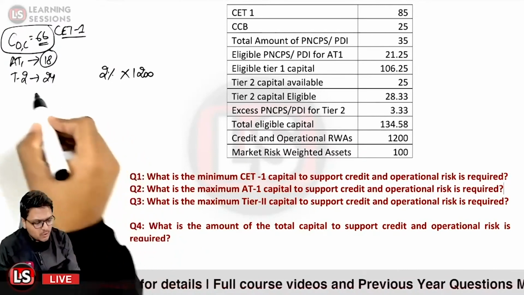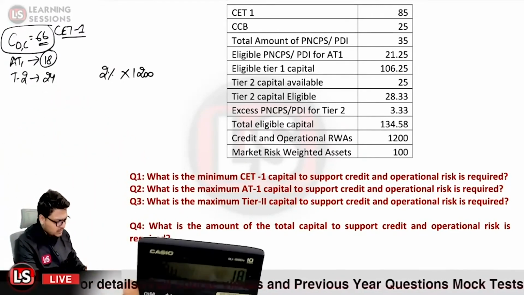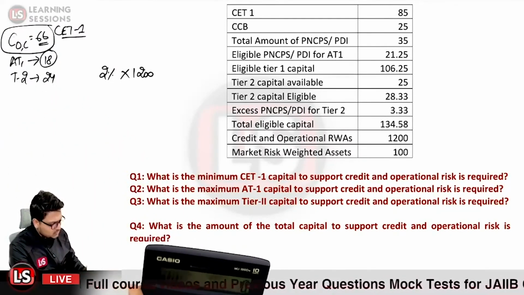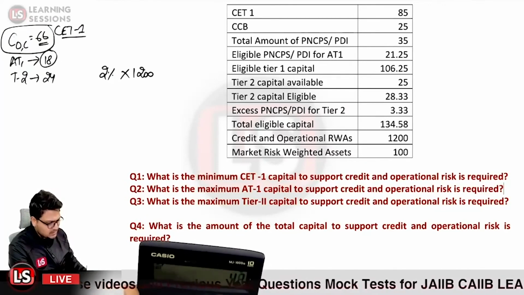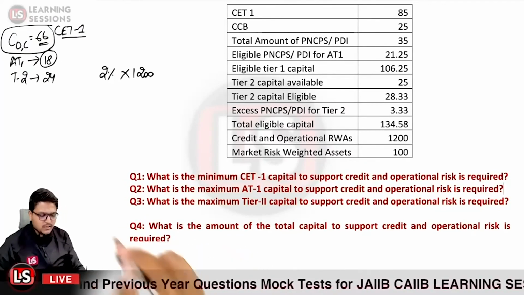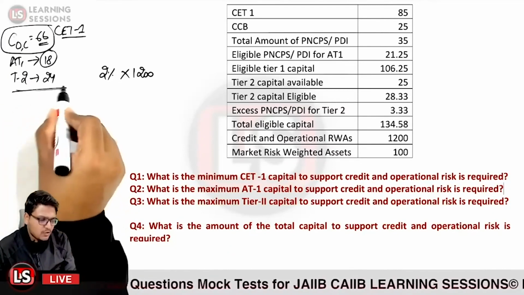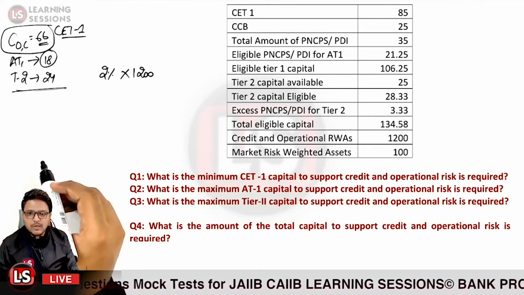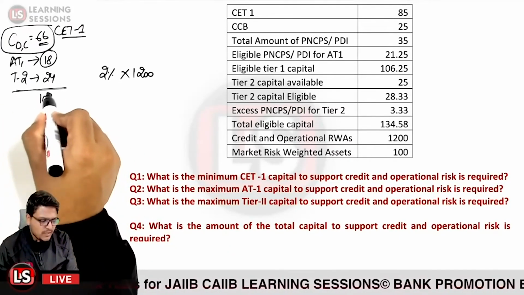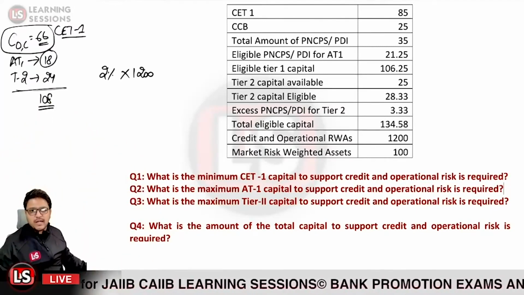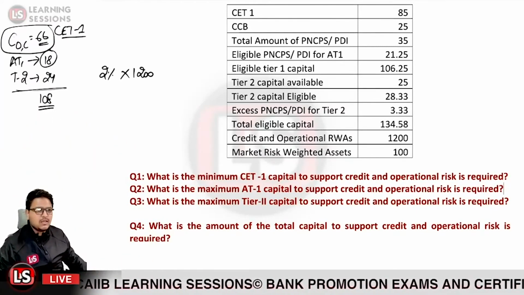So we will be just taking a total for these, and that will be basically 24 plus 18 plus 66, and that would be the answer: the total capital required for supporting the credit and operational risk will be 108. That would be 108.